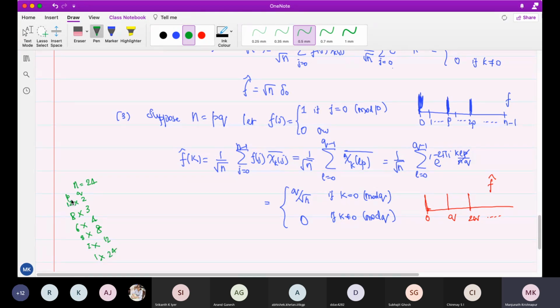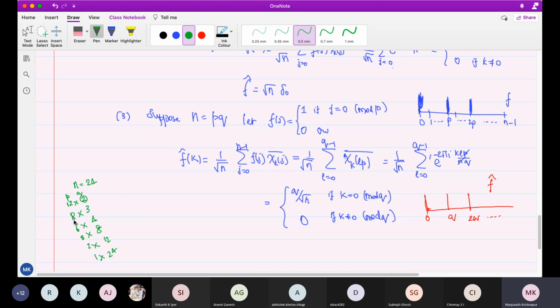So here when P is 12, what does this mean? F is supported on exactly 2 points, right? So n is 24. There are only 2 points where F has the support, namely f of 0 and f of 12 are non-zero. Everything else is 0. Then F hat will be supported on multiples of 2. That means there will be 12 points where F hat is non-zero. So if the support of F is small, then the support of F hat is large, and conversely.